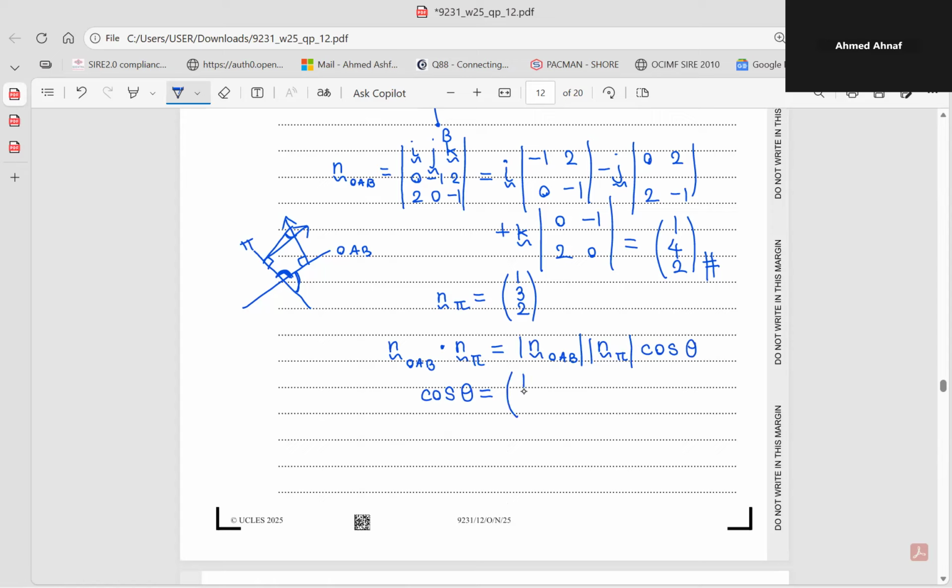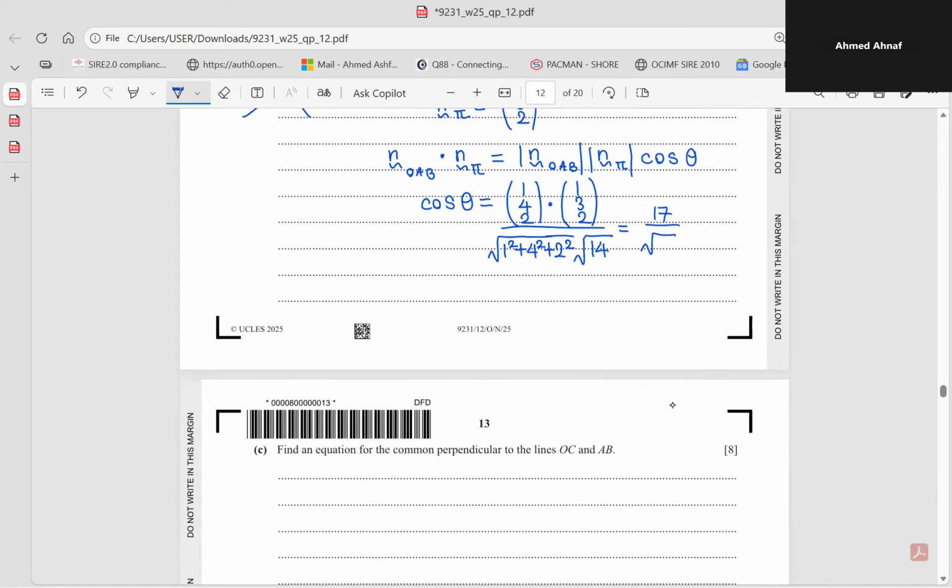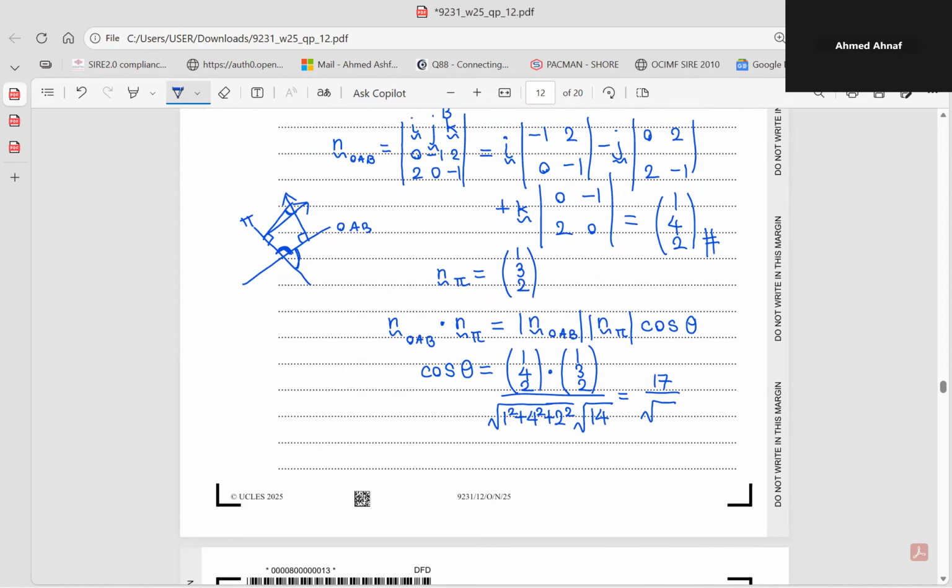So (1, 4, 2) dotted with (1, 3, 2) divided by the modulus of OA times OB. Oh yeah, so that's 1 squared plus 4 squared plus 2 squared, times 1 squared plus 3 squared plus 2 squared. So 1 plus 9 is 10, 10 plus 4 is 14. So 1 plus 12 plus 4, that's 17, over the square root of, oh my, okay, never mind.